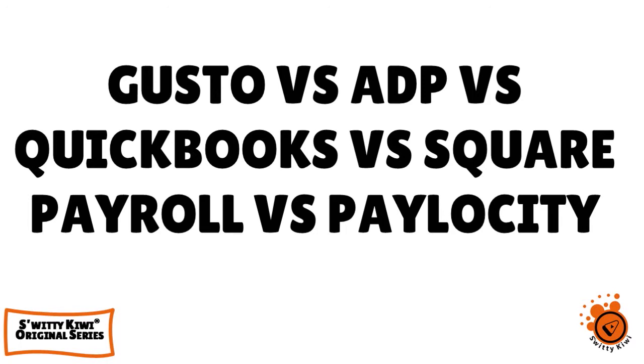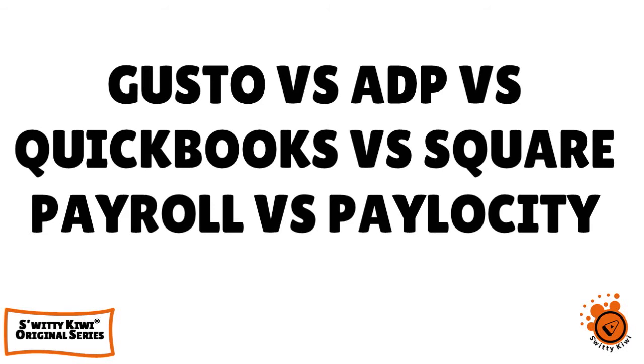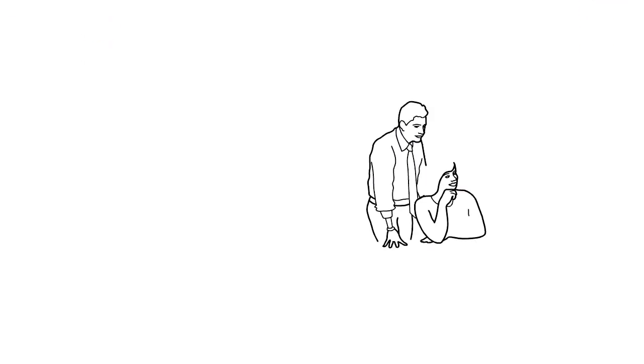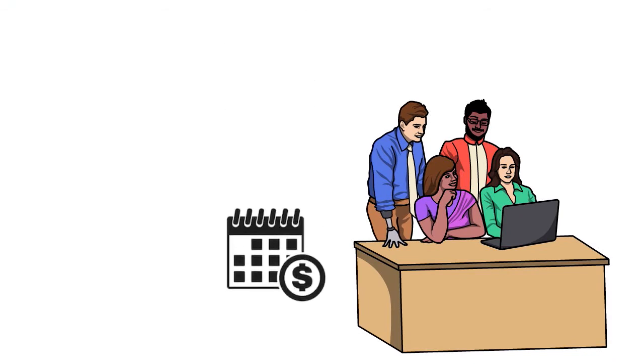Why are we here? We are here today, folks, to speak about small business payroll software. And we have 5 players that I want to review and compare and contrast in today's show: Gusto, ADP, QuickBooks, Square Payroll, and Paylocity. It's very important if you have a small business to pay attention to the payroll aspect of things. I don't care about the size of your business. You need to have small business payroll software.